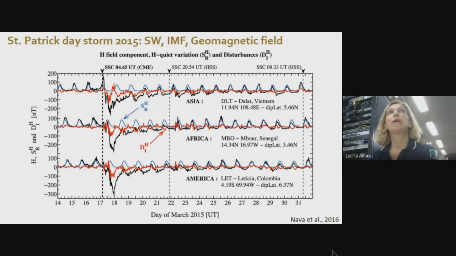And the quiet variation is identified with the blue curve that is called SHR. And the red curve accounts for the disturbances with respect to the quiet reference. So at first glance, you can appreciate the difference in the reaction, in the response of the geomagnetic field, looking at different regions of the world.